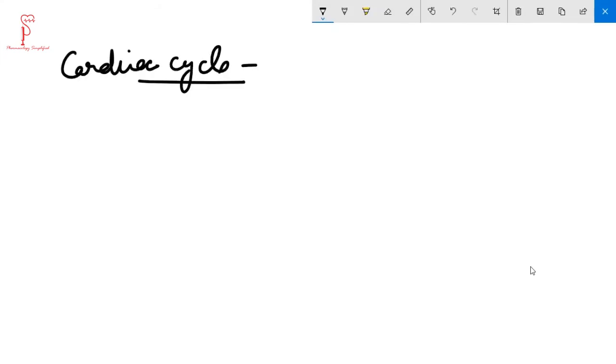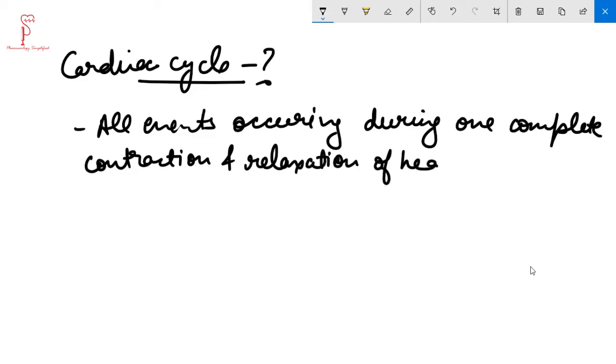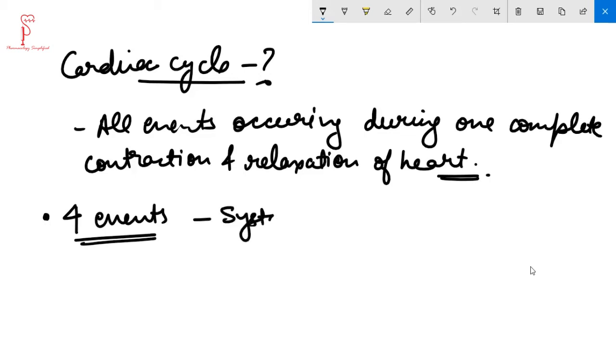In this video, we are going to discuss the cardiac cycle. So, what is the cardiac cycle? The cardiac cycle comprises all the events that occur during one complete contraction and relaxation cycle of the heart. One cardiac cycle actually comprises four events: two systoles and two diastoles.